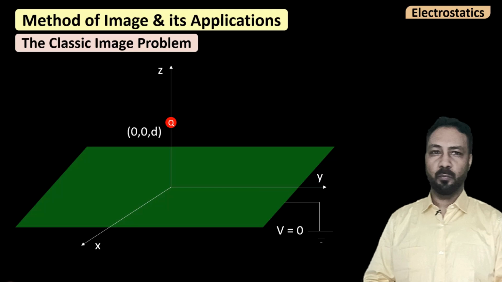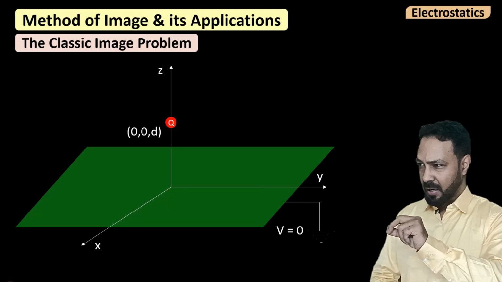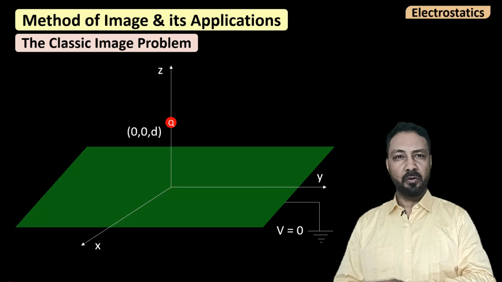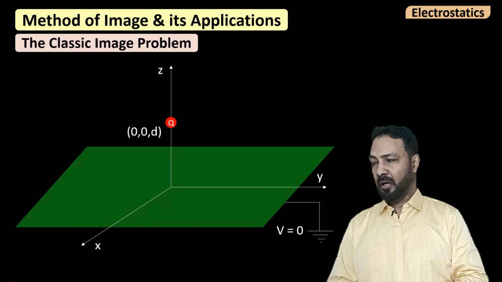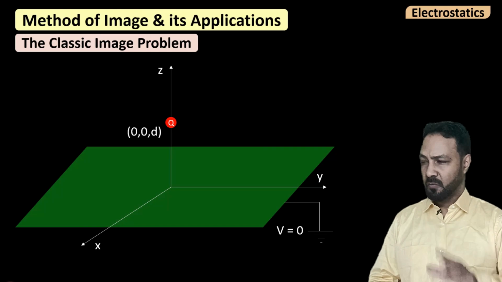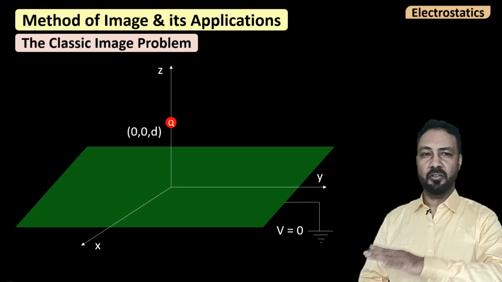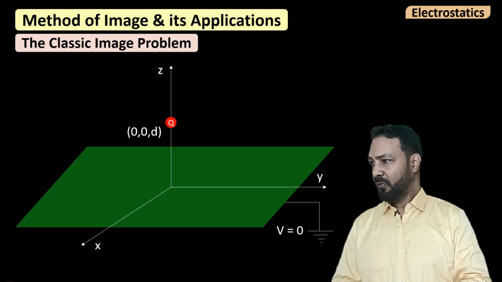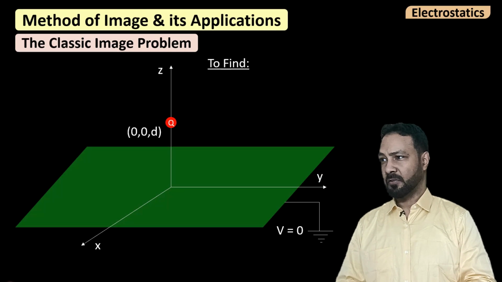But because of that positive charge, some charge distribution will be there, some induced charge on the sheet. Because of that, a force between this point charge and the sheet will be there. What do we want to find? We want to find two things.